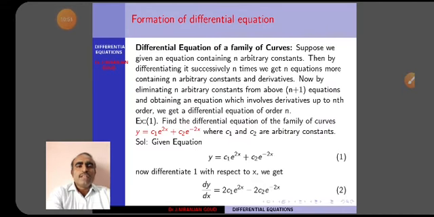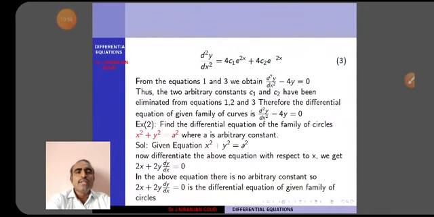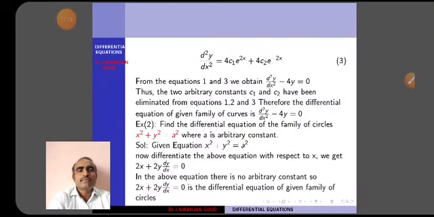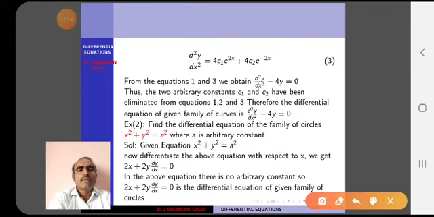Again, differentiate with respect to x. So you will get d²y/dx² = 4c1 e^(2x) + 4c2 e^(-2x). From equations 1 and 3, what is 1? Equation 1 is y = c1 e^(2x) + c2 e^(-2x), and the third equation is this one.